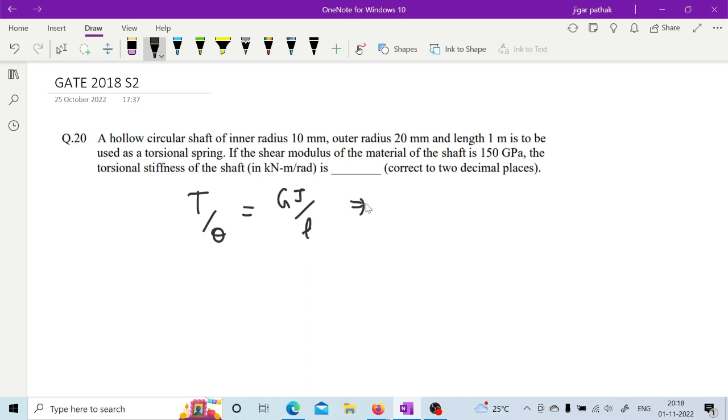So can you calculate this? Calculating. So 35.34 into 10 to the power 3 Newton meter per radian. 35.34 is the answer actually.